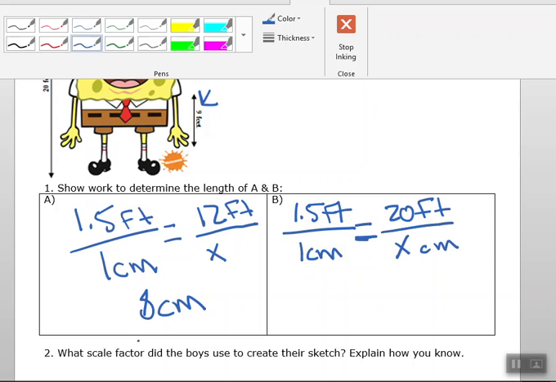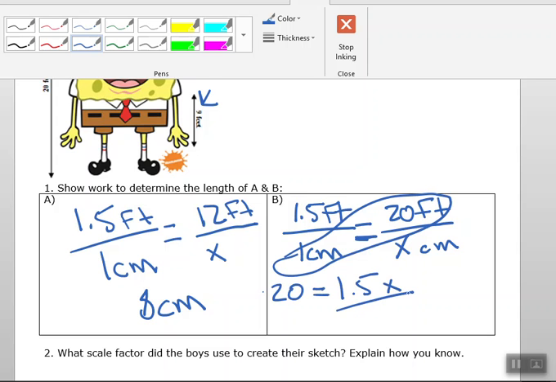Okay, and so why am I just dividing? Because I can still cross multiply here. So it's going to be 20 is equal to 1.5x, and so I divide both sides by 1.5. So that's why I'm doing that division piece. So when I do 20 divided by 1.5, I'm going to get 13.33333. So this is basically 13.3 repeating centimeters on that drawing.